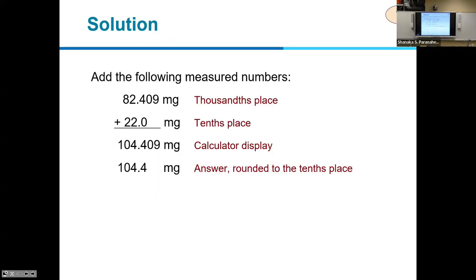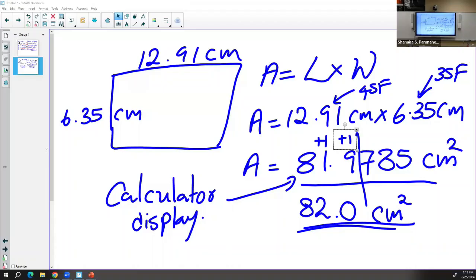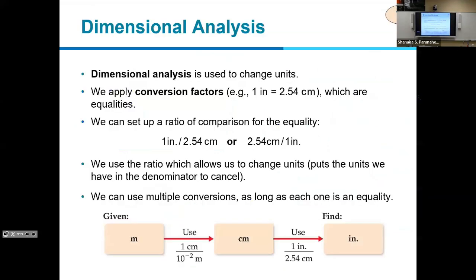Any questions? Okay. So dimensional analysis, or unit analysis, or some people call this the railroad method. We use this technique to convert a given unit into a new unit. So we are going to start from a given unit. In this example, it's meters. Then we can convert into a different unit, the required or needed unit.